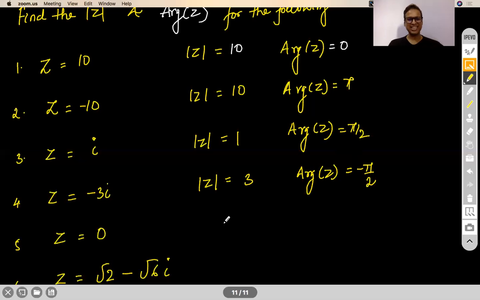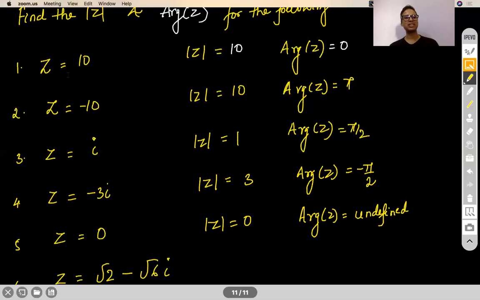Fifth one, modulus is 0 and argument is not defined. Argument is undefined. Okay, for a 0 complex number, the argument is undefined. Don't say 0, it is undefined. It can be anything actually. It is the same way as asking somebody what is the degree of a 0 polynomial. It could be anything. Or what is the direction of a 0 vector or a null vector. It could be anything. You can't say the shortest angle is 0. It is undefined. It can be any angle. A point doesn't have an angle, right?